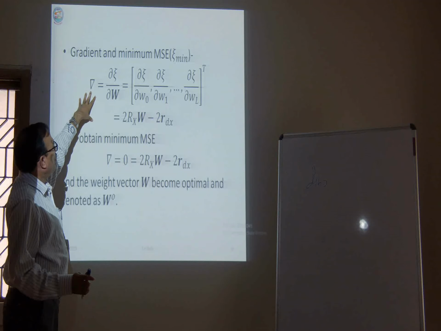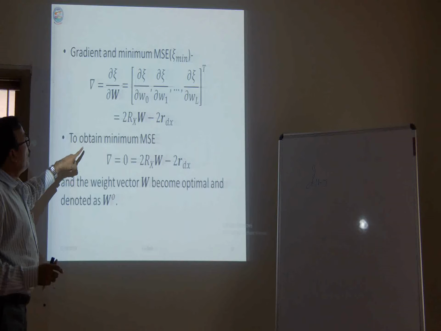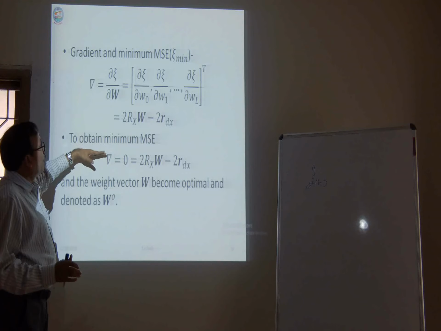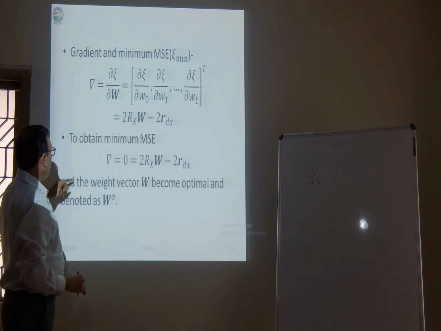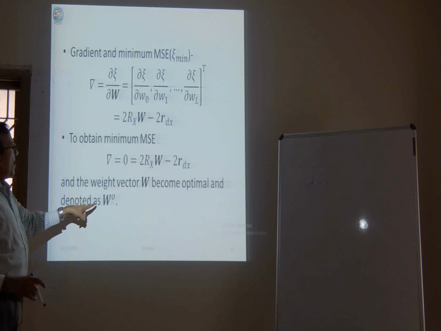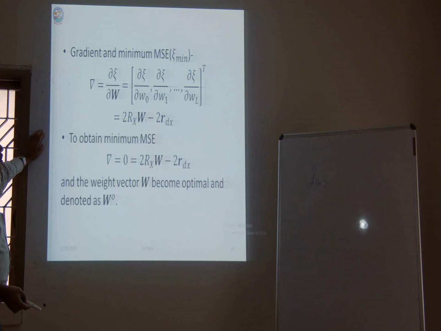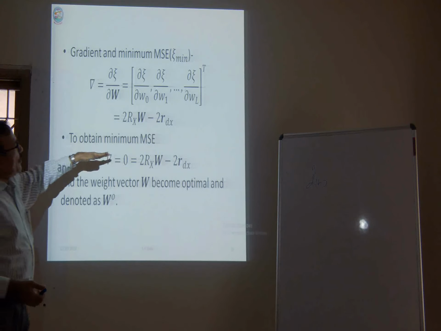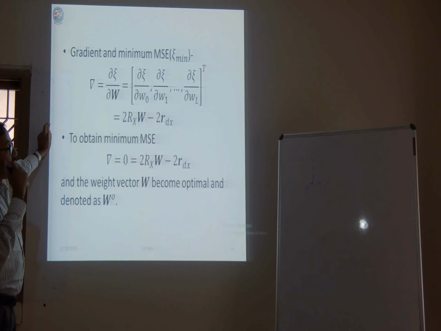That means we find the gradient, and the gradient will be 0 at the minimum. So this is equal to 0, which means the weight vector w becomes optimal, and is denoted by w0. So w0 means the optimal weights. That means when the gradient is 0, only at that point do we get the optimal weights. Next.